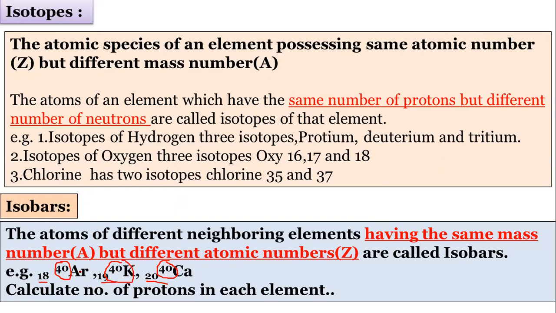The examples are given here, isobars. Actually, these are the neighboring elements. See, the neighboring elements, atomic number is 18, atomic number is 19, atomic number is 20. These are the neighboring elements in which they having the A is same, means the mass number is same, but atomic numbers are different. Now, here one question is asked, calculate the number of protons in each element.